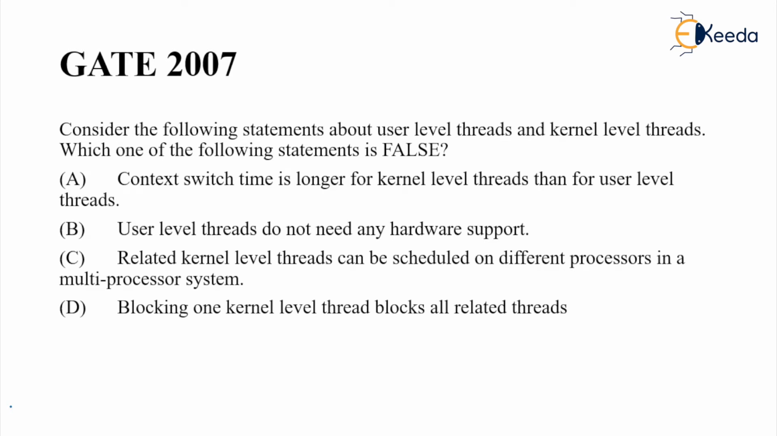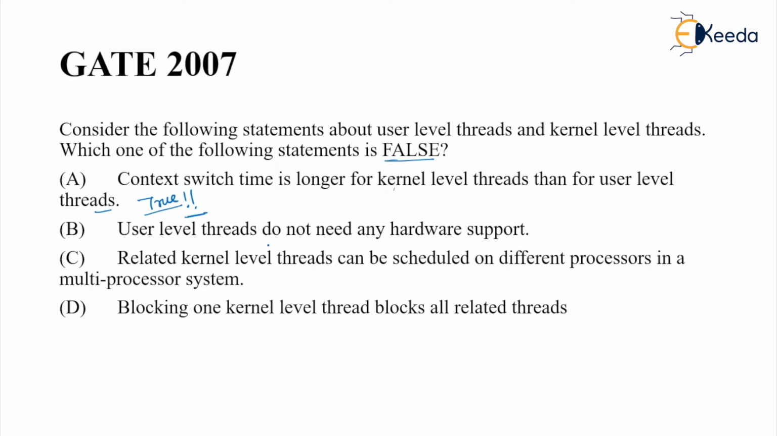The next question is from 2007, and it says: consider the following statements about user level threads and kernel level threads, which of the following statements is false? Context switch time is longer for kernel level threads than for user level threads. This statement is true. User level threads are faster. Just before this question, I told you that there is no need of switching the state from user mode to kernel mode, and that will definitely take some time.